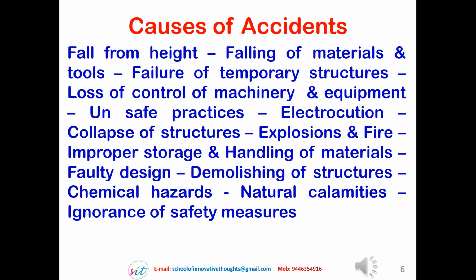You might have heard about the collapse of scaffolding, formwork, etc. And the next reason is loss of control of machineries and equipments. Mainly this happens when machineries and equipments are handled or operated by persons who are not authorized to do that work. Then another reason is adopting unsafe practices or shortcuts for personal gains or ignoring safety. Sometimes unsafe practices are adopted for marginal benefits.